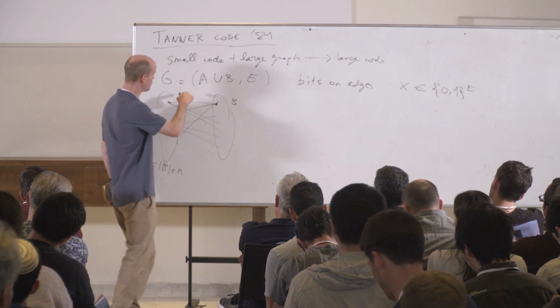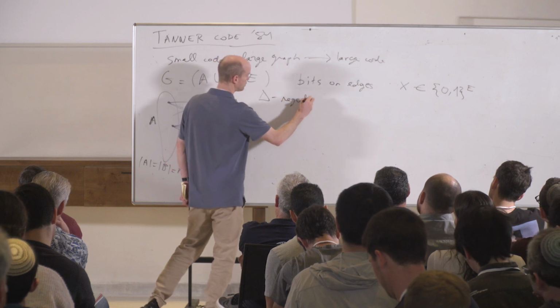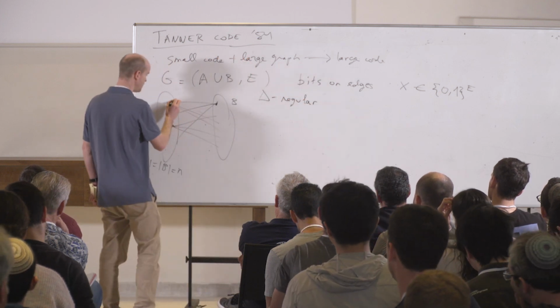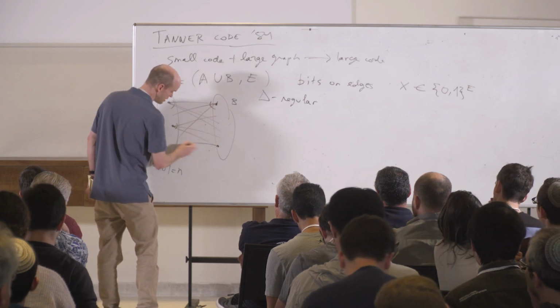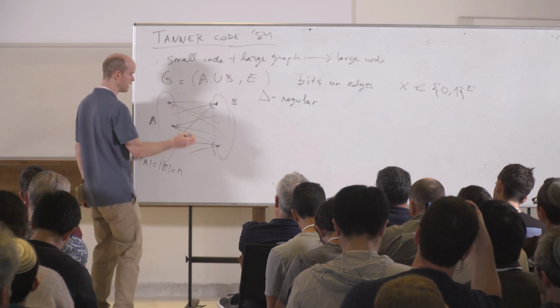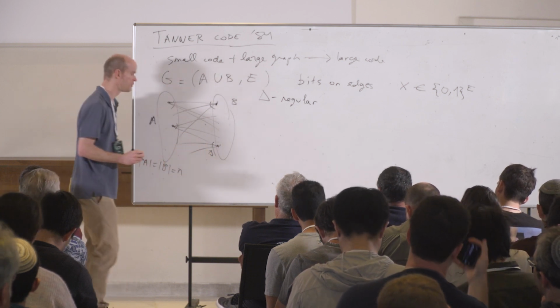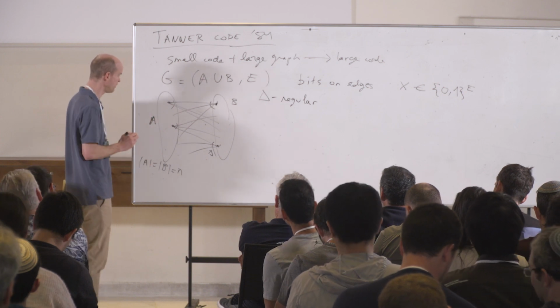So what I will do, I will take a graph which is delta regular, meaning that the degree of all my vertices, the number of edges incident to every vertex, is the same everywhere, so it will be of size delta. That will be, in some cases, a constant independent of n, not always.